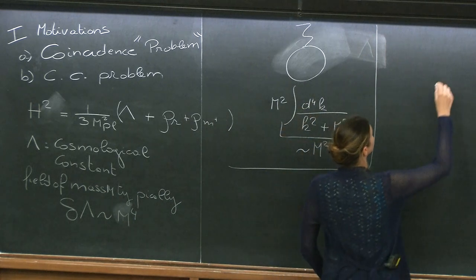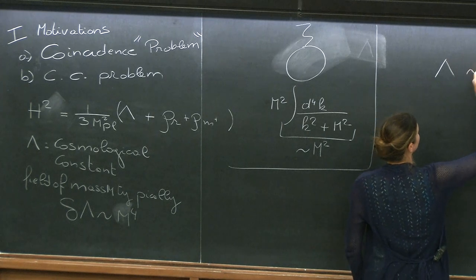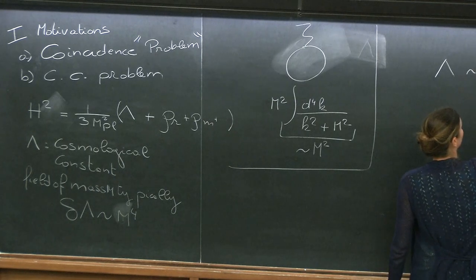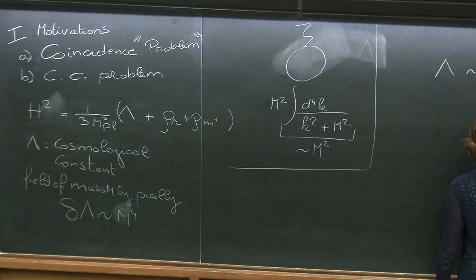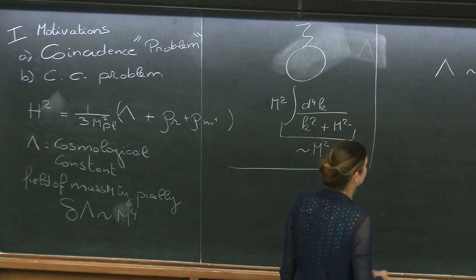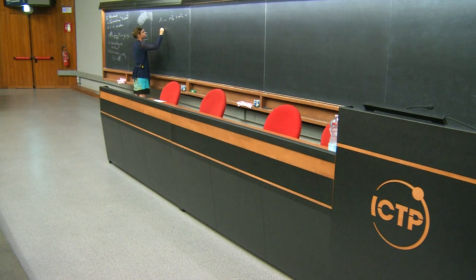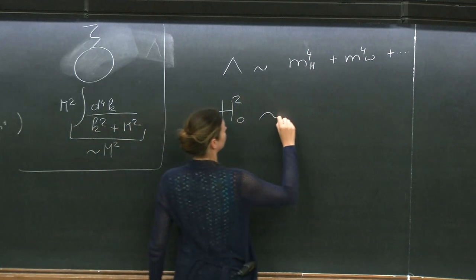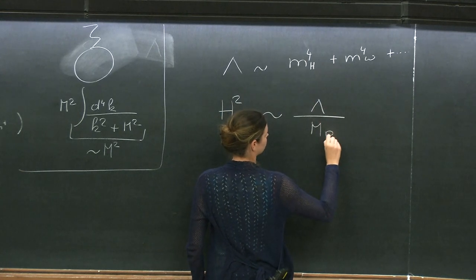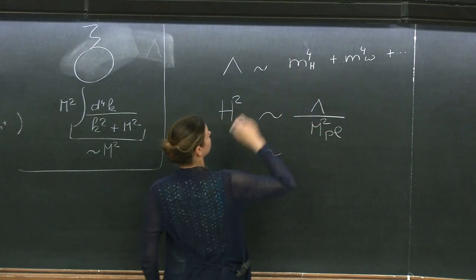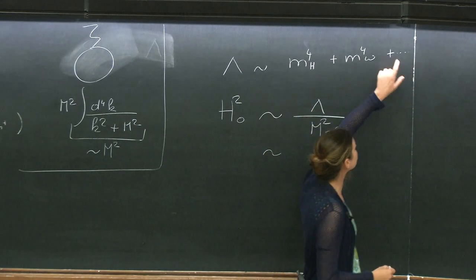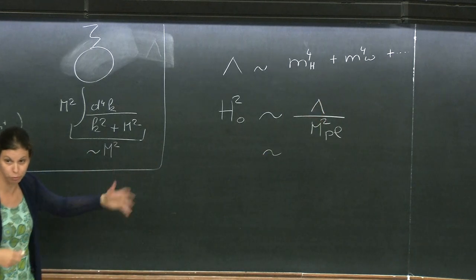So typically, we would expect contributions to the cosmological constant that scale like the masses of all the particles that we know of, at the very least. For instance, you will have a contribution from the mass of the Higgs, a contribution from the mass of the W bosons, and everything that you want to think of. Fermions contribute as well. They may contribute negatively, but they contribute as well. So you have contributions from everything.